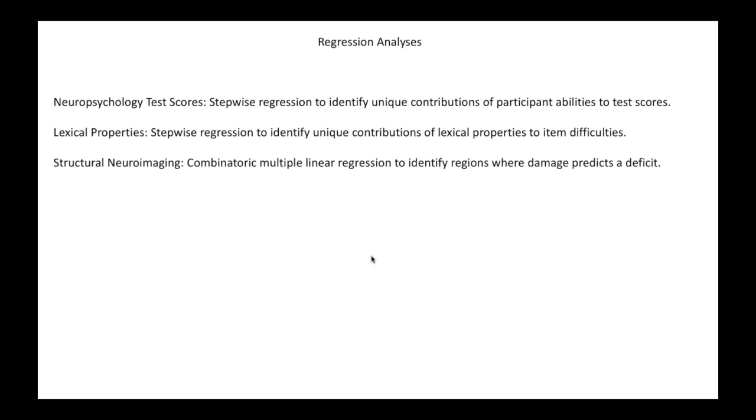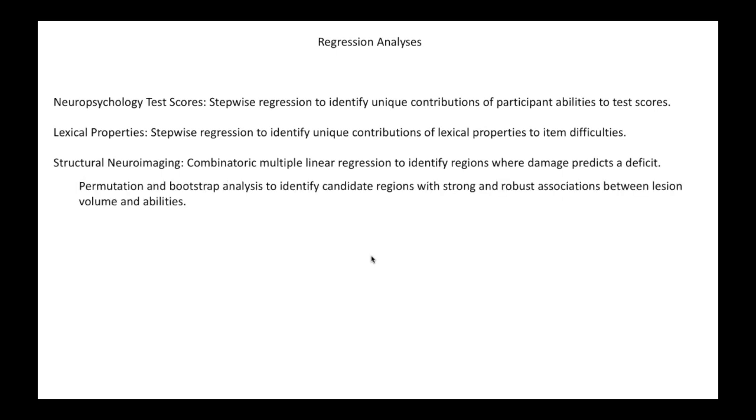And structural neuroimaging, we're gonna look at combinatoric multiple linear regression to identify regions where damage predicts a deficit. And the idea here is it's a little bit fancier than regular regression, but not too much. The statistics are a little bit updated, but the model is essentially a linear model. Permutation and bootstrap analysis is used to identify candidate regions that have a strong and robust association between lesion volume in that region and the ability or disability, as it were. And then we use cross-validation of all candidate combinations to identify an optimal set of predictor regions.